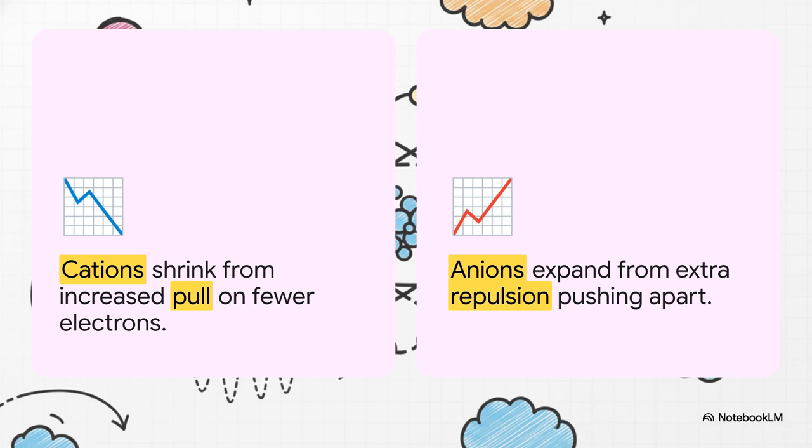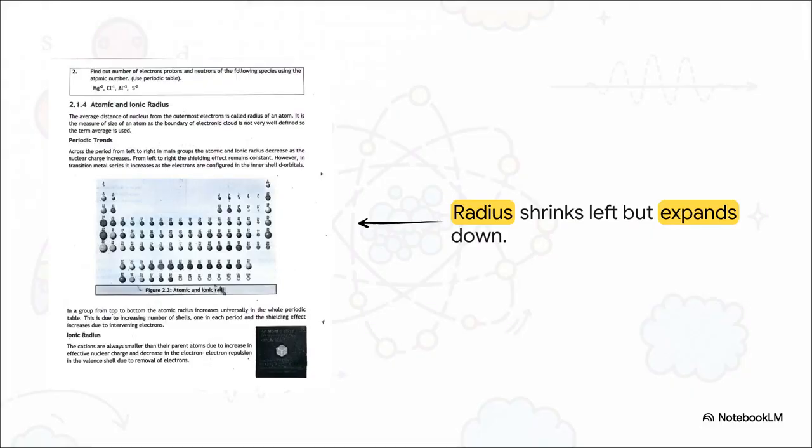On the flip side, when an atom gains electrons to become an anion, it bloats out. Those extra electrons increase the repulsion in the outer shell, pushing everything further apart, even though the pulling power of the nucleus hasn't changed at all. And this graphic perfectly illustrates those periodic trends. You can visually see how the atomic radius shrinks as you move left to right due to that nuclear charge, but then it expands as you go down a group because you're adding whole new shells.